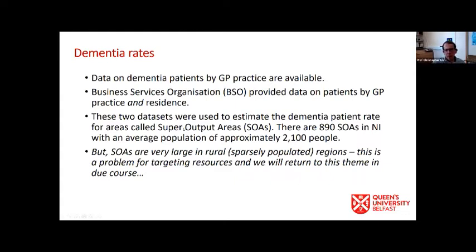So we were using super output areas in the first instance. As I've said already, there are 890 of these in Northern Ireland. Population of those is approximately 2,100 people. But as I've already said, and I've just given you the example with the grid squares, in rural, sparsely populated regions, these aren't particularly helpful in terms of targeting resources, because populations may well live in a very small part of the geographical area which is covered by a super output area.